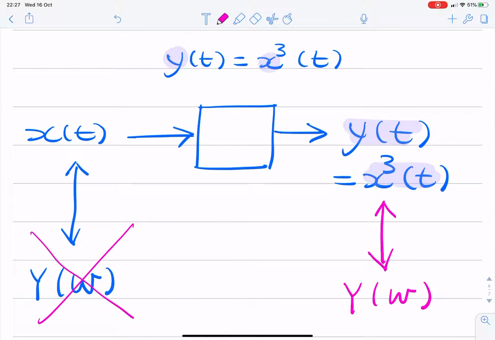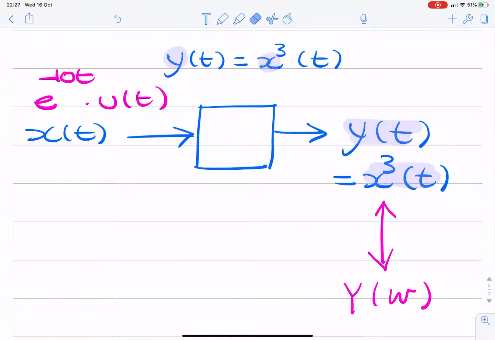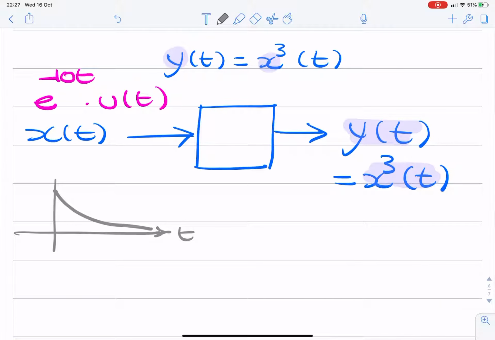And to do that, it's really straightforward because we know that x in the time domain is e to the minus 10t times u of t. So what that looks like is something like this. So it's a decaying exponential. That's your input. The output of this system, y, is simply that cubed. So it's e to the minus 10t times u of t, cubed.